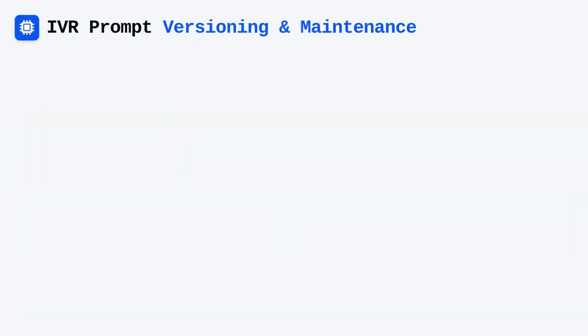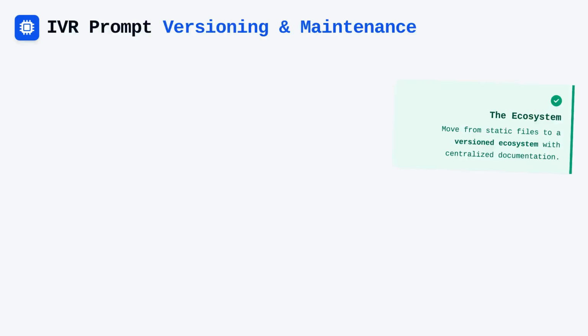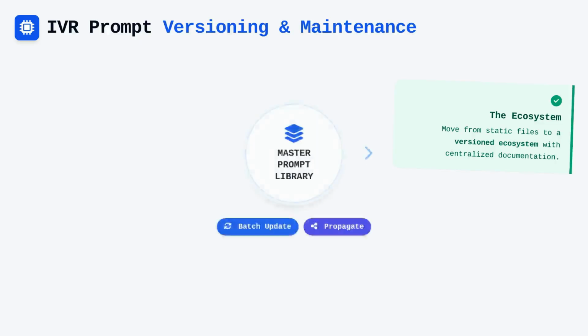As your IVR environment expands, your strategy for prompt versioning and maintenance becomes critical for stability. You should view your prompt library not as a collection of static files, but as a versioned ecosystem that requires consistent updates. When you need to update a prompt across multiple flows, Genesys Cloud's architecture allows for batch updates, which ensures that a change made to a master prompt propagates through all reference locations.